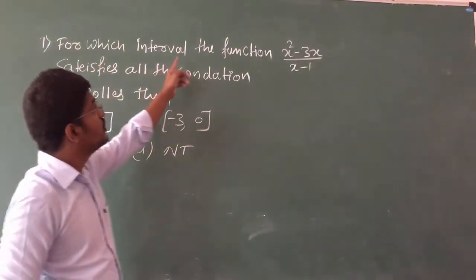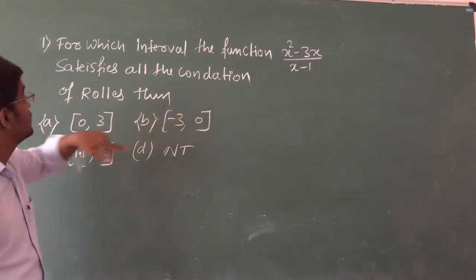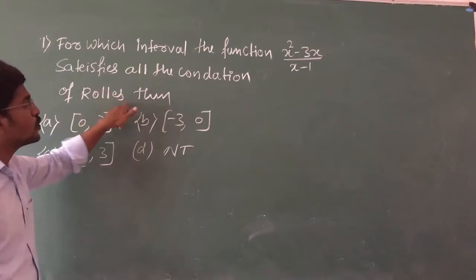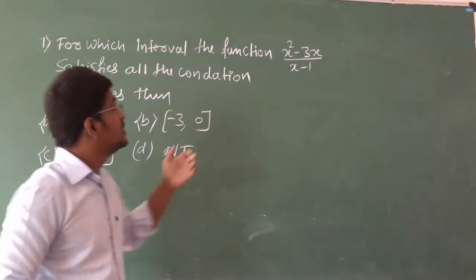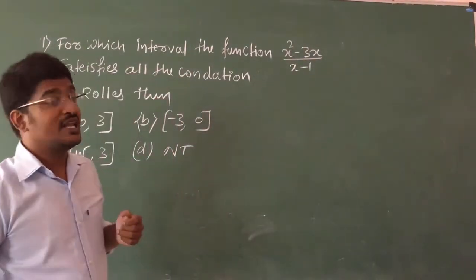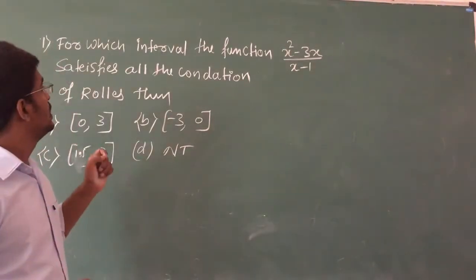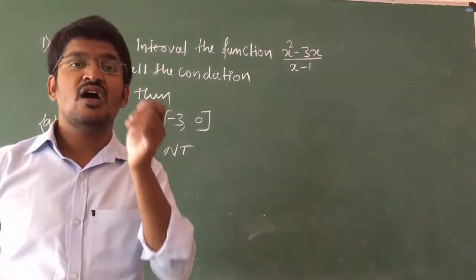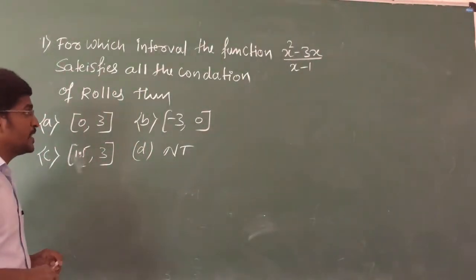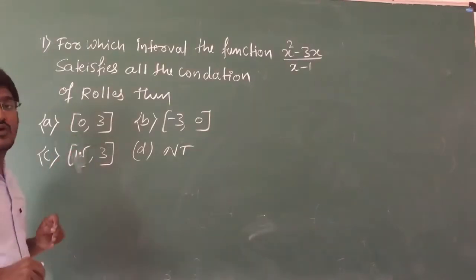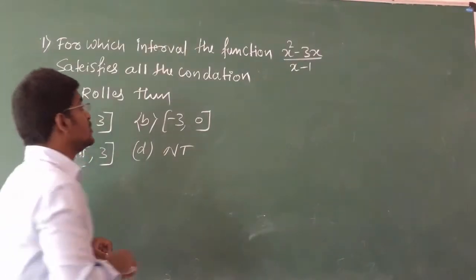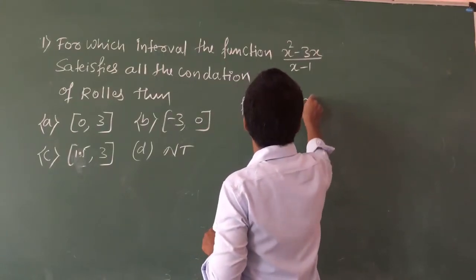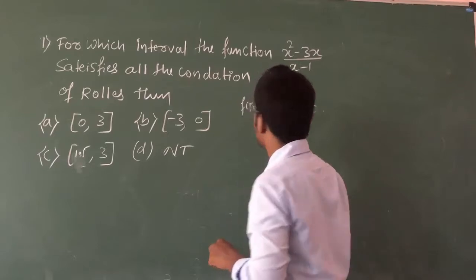For which interval does the function defined satisfy all the conditions of Rolle's theorem? That means for this particular function, in which interval is Rolle's theorem verified, they are asking. Clear? Okay. Let us see (0, 3). This is f of x equals x square minus 3x divided by x minus 1.